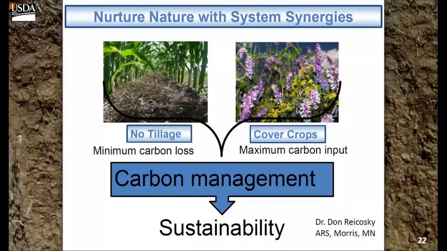This is a slide from Don Rajkowski, who was an ARS researcher out of Morris, Minnesota. Great guy, and he's one of the first people to document the loss of carbon due to tillage. And in his presentations, he really talks about utilizing nature, utilizing these practices we can do that are going to minimize carbon loss, so no-till, with practices that will incorporate a lot of carbon into the soil, so things like cover crops. So to get our soil health, to build our sustainability in our systems, we need to be managing to have this soil carbon put into the soil.